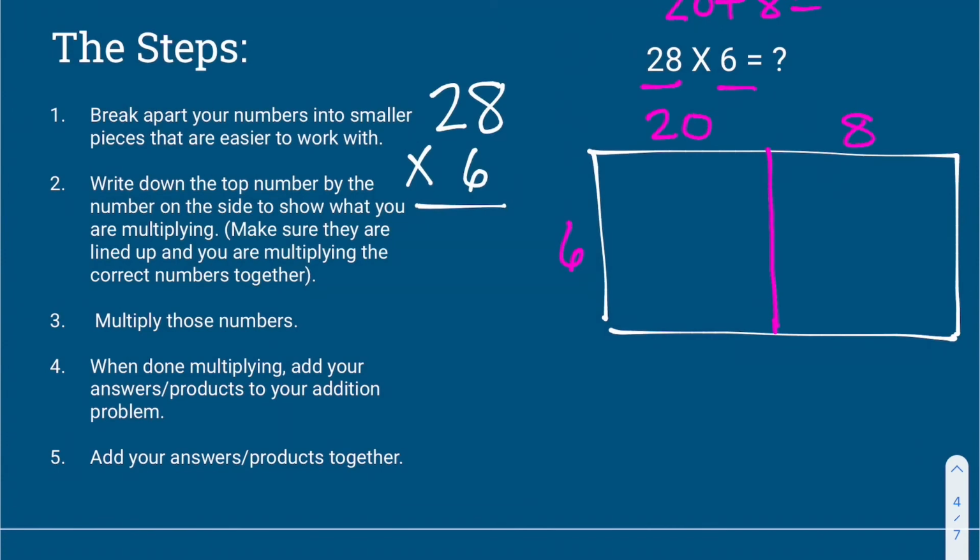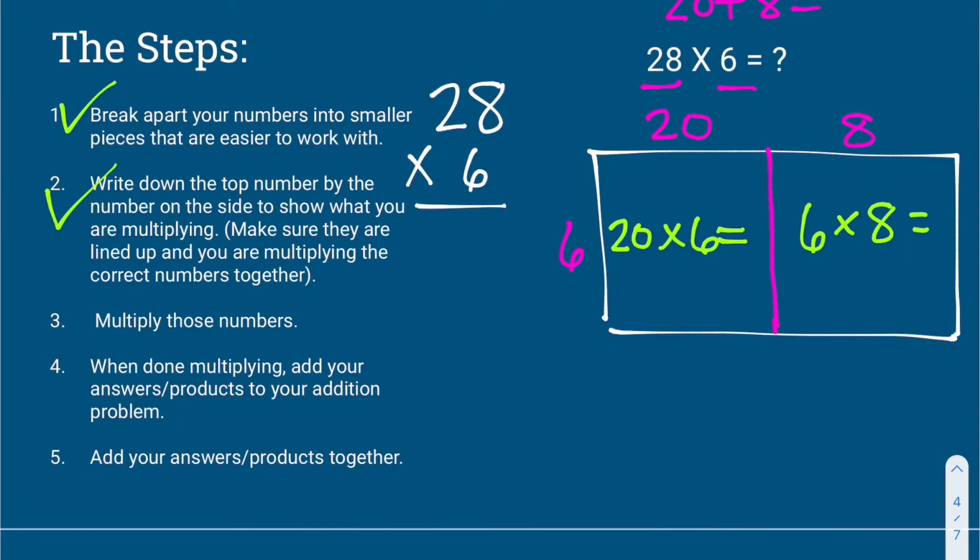And now I'm going to go on to my next step, which is write down my multiplication problems in each of the boxes. So for my first box, I know I just got to bring down the 20 and bring over the 6. So 20 times 6. And then I have to do the same thing with the 6 and the 8. Just bring down the 8 and the 6 over. 6 times 8 equals. And then I'm done with step 2.